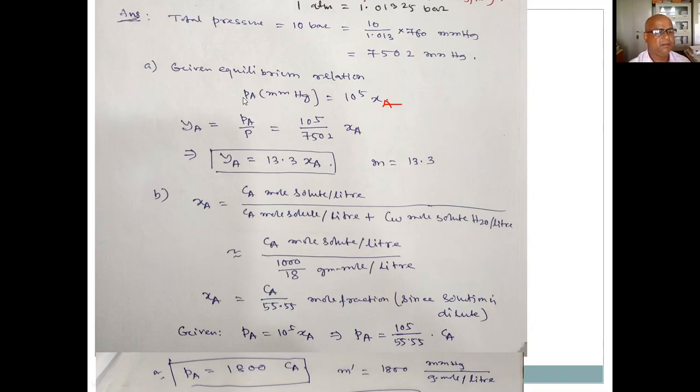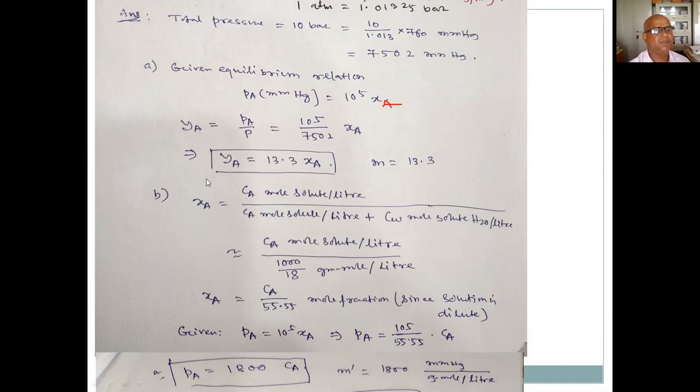So if PA equals this, I am dividing this PA by P, so this part also I will divide by this P. So what is P? This is 750. So now if you take this, it is equal to 13.3. So YA equal to 13.3 X.